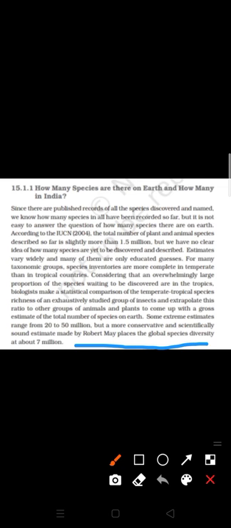Because according to Robert May, please remember this thing, he estimated that 7 million species are present on earth. And this is a very important thing, children, because Robert May has given so much effort towards this branch of science, biology. So that's why it is very acceptable that estimated global species diversity is about 7 million.